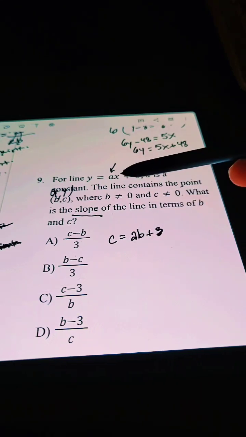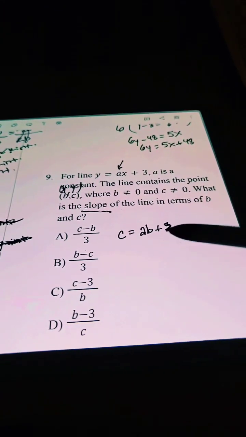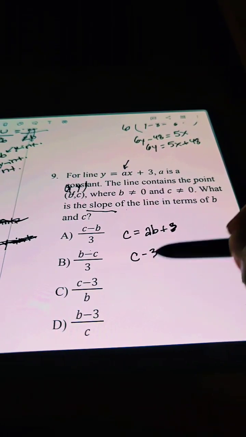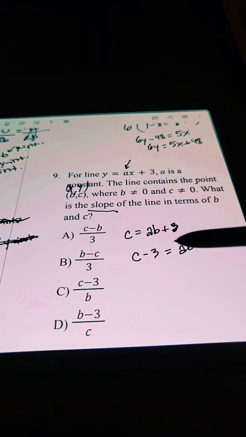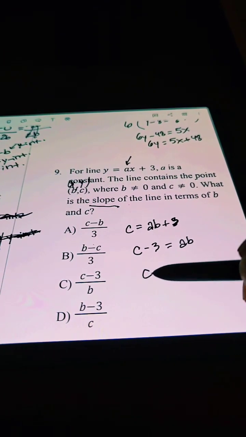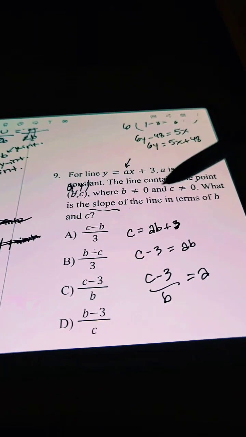So now I'm going to solve for a, my slope, by moving everything away from it. So I'm going to subtract 3 on each side, so then I'm going to have c minus 3 is equal to ab. Then I want to get a completely by itself, so I have to divide by b on each side, so then I'm going to get (c minus 3) over b is equal to a.